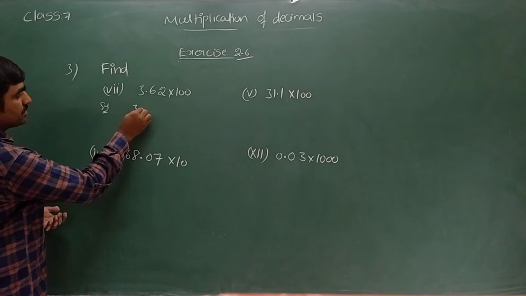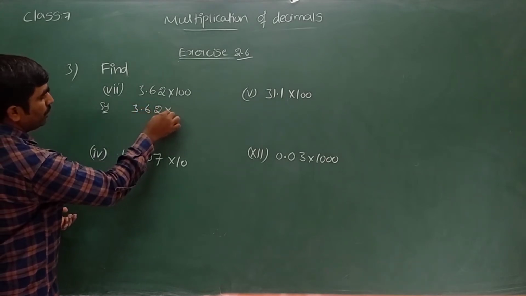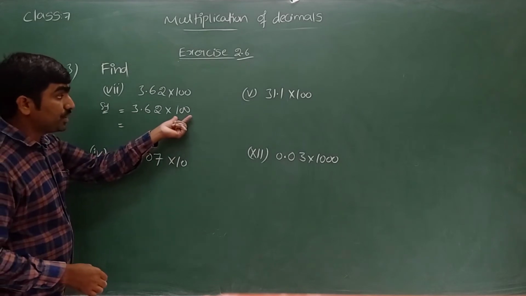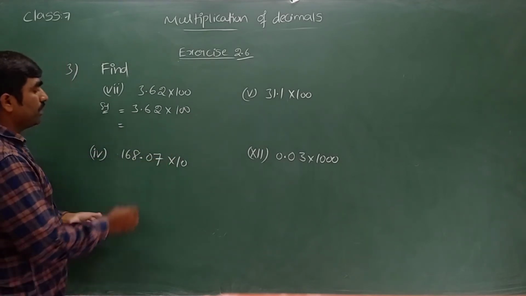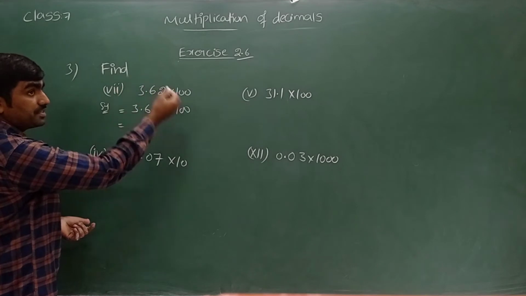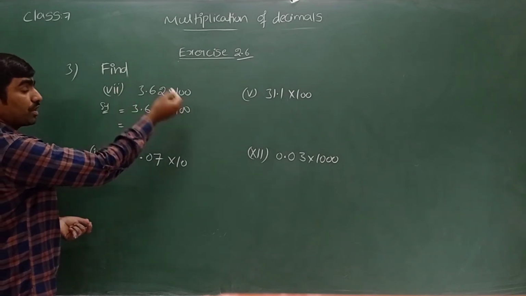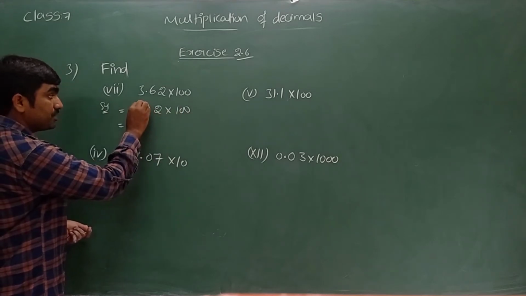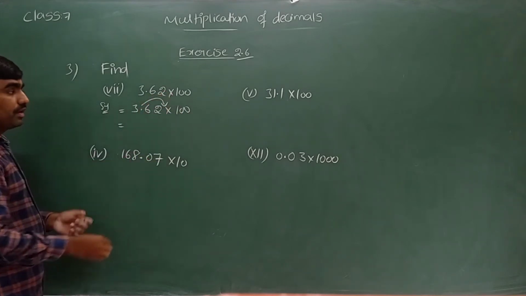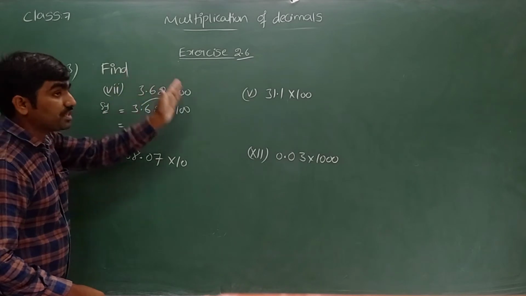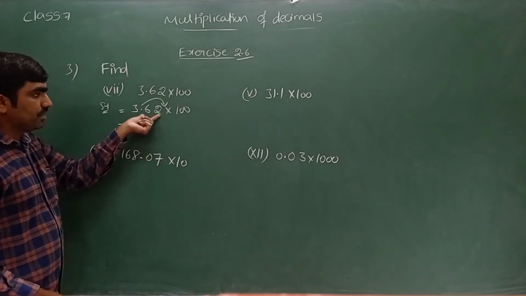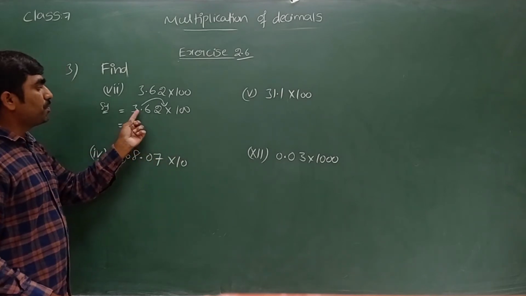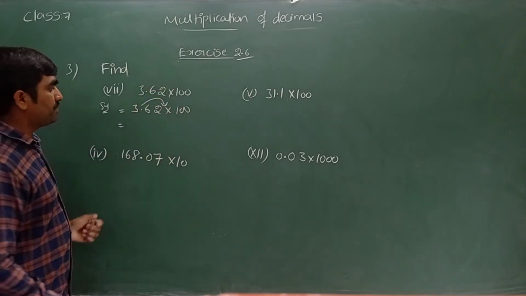The given number is 3.62 into 100. Now in that 100 I can see 2 zeros, so the decimal point we need to shift to the right side. After how many digits? Here I can see 2 zeros, so after 2 digits we have to keep the decimal point. The reason is we have 2 zeros. If I have 3 zeros, the decimal point has to shift right after 3 digits.